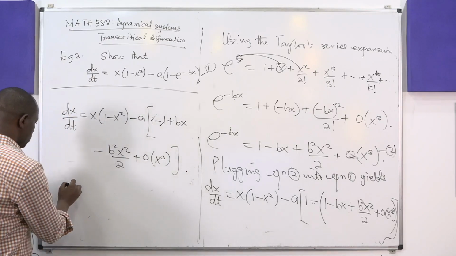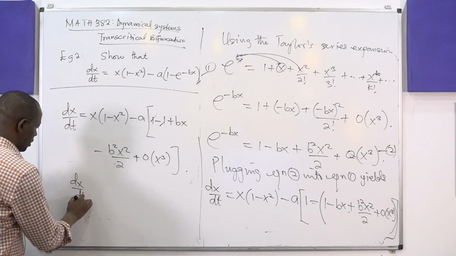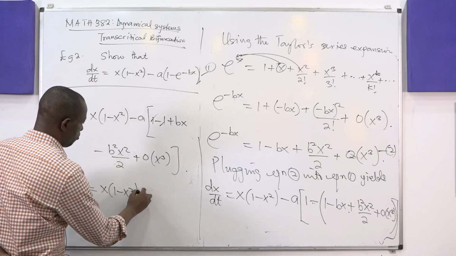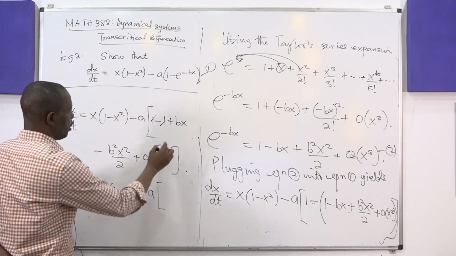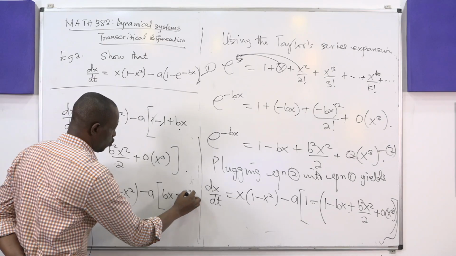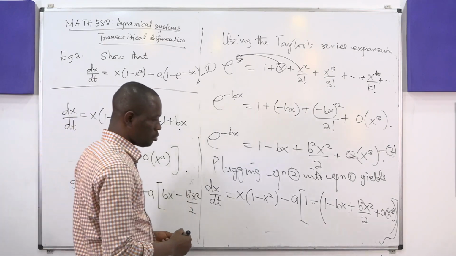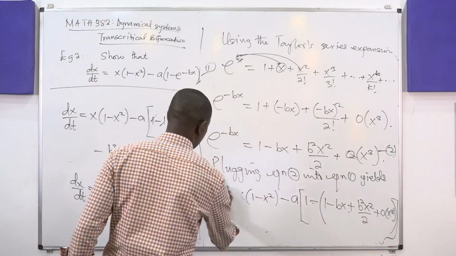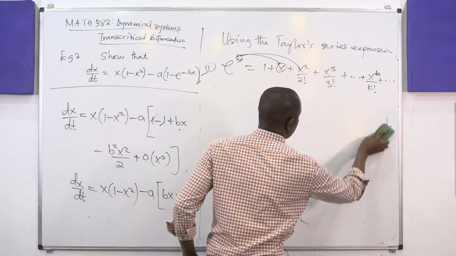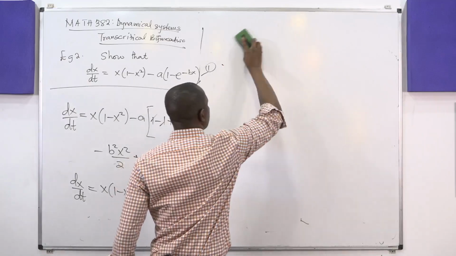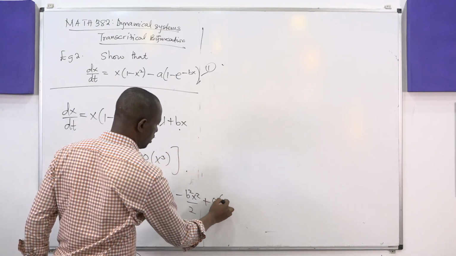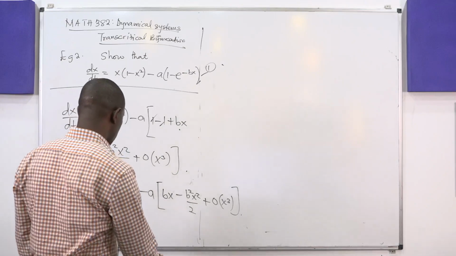So what do we get? The x dt is what? x(1 minus x squared) minus a, then b what? Bx minus b squared x squared over 2, plus my error term here.